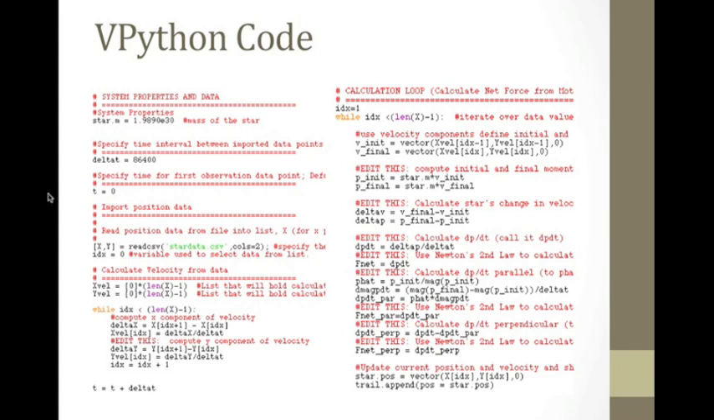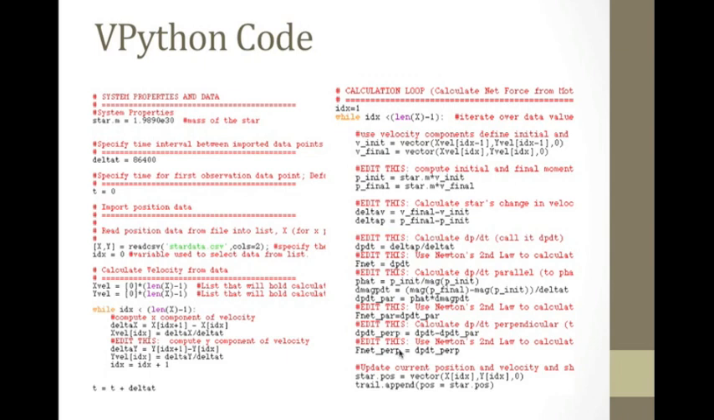So here's the VPython code that was used to know the values that were needed to know the mass and the forces acting on the star. On the left-hand side are the givens, such as the star's mass, delta T, and all this is basically just reading the position values of the star.